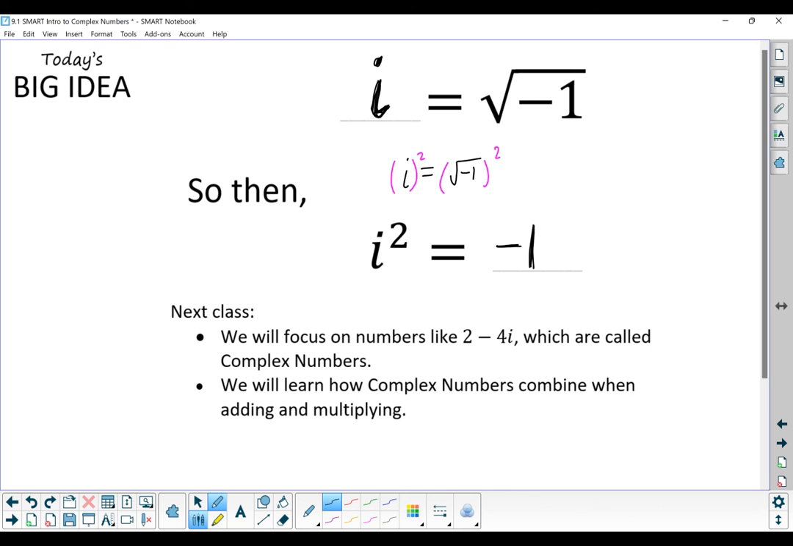So next class, we're going to use this idea to help us. We'll be focusing on numbers like 2 minus 4i, and those are called complex numbers. And we're going to be learning how to add and multiply complex numbers. So something to look forward to.